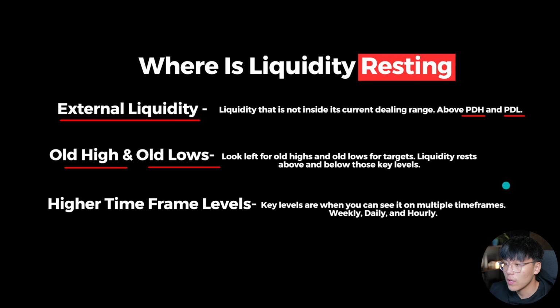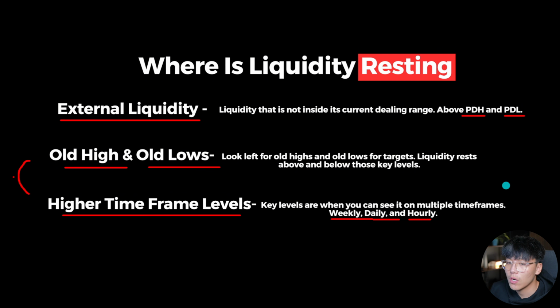The next one being old highs and old lows. Look left for old highs and old lows for targets. Liquidity rests above and below those key levels. So if we're not looking at your previous day highs or previous day lows, we're going to be looking left at the third one, which coincides with the second one, being higher time frame key levels. These are key levels I can see on multiple time frames, the weekly, the daily, the hourly. This also coincides with your old highs and old lows.